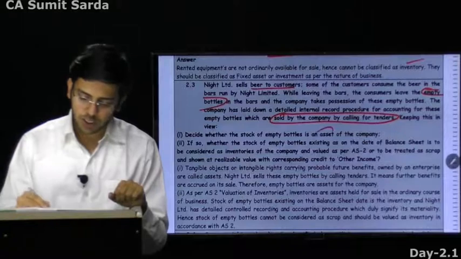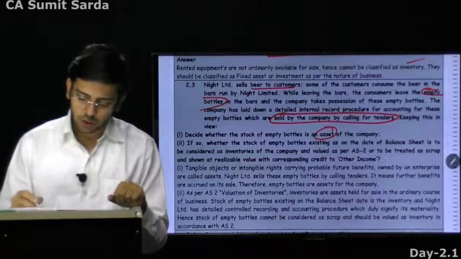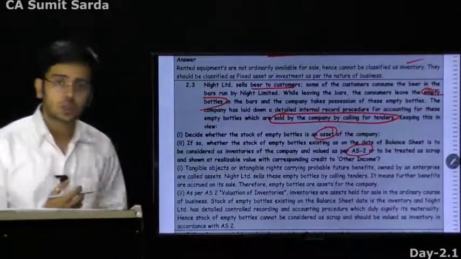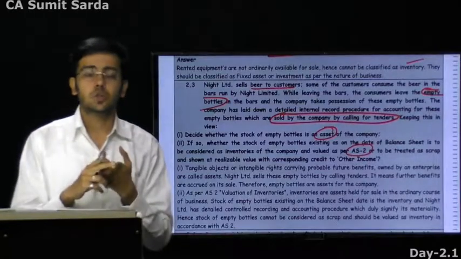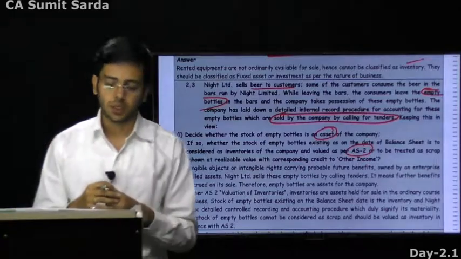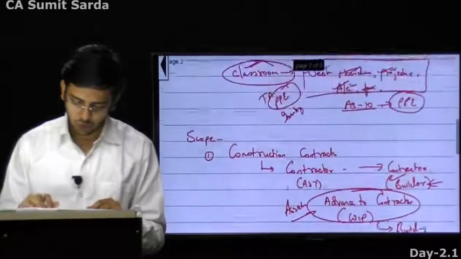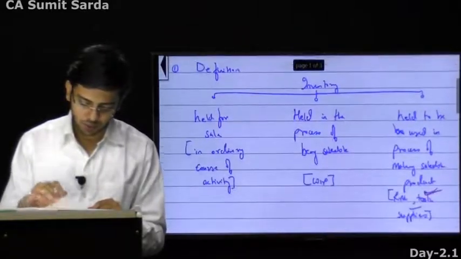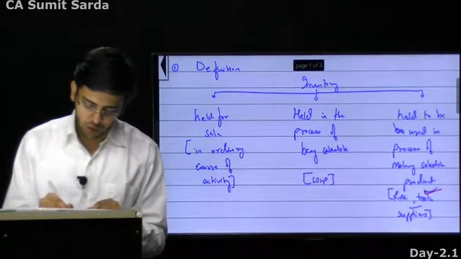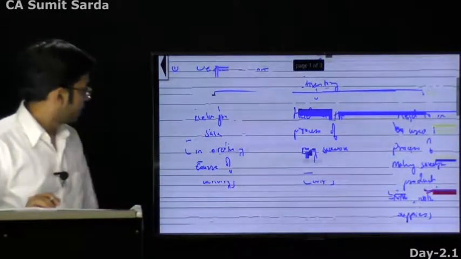Decide whether empty bottle is the asset of the company. Yes, as we classified. If so, is stock existing on the balance sheet to be valued as per AS2 or not? Yes, we are going to value. So remember, when I answer this question, scrap is also classified as inventory because it is ordinarily sold by the company. So in the chart that we had made, the definition includes finished goods and scrap.